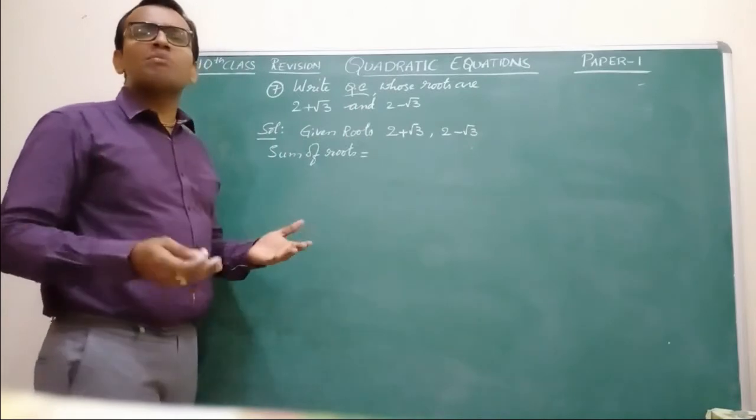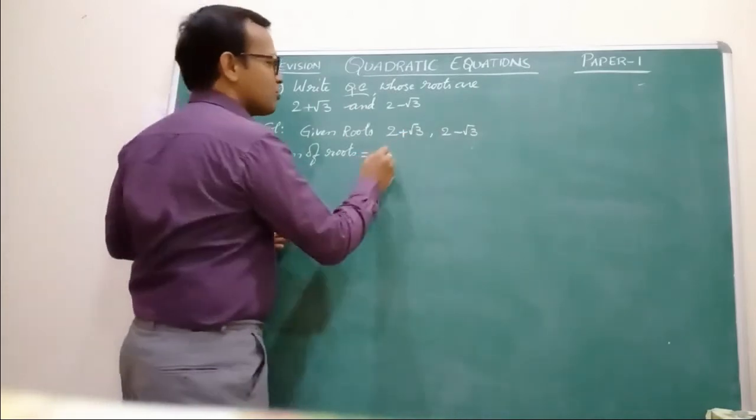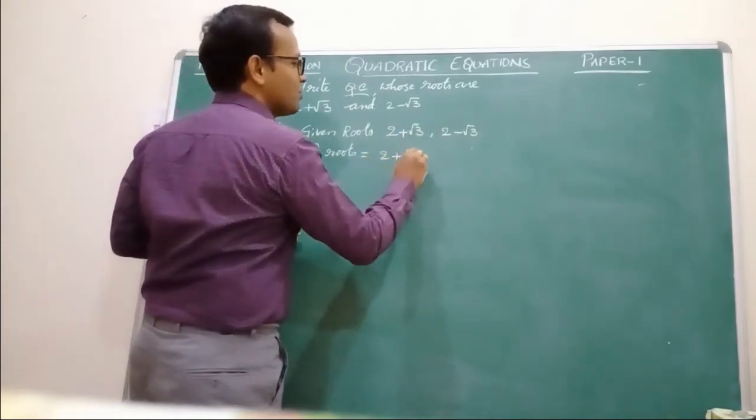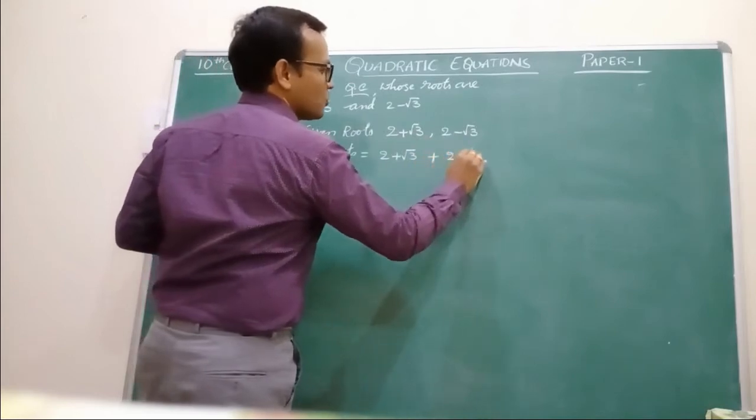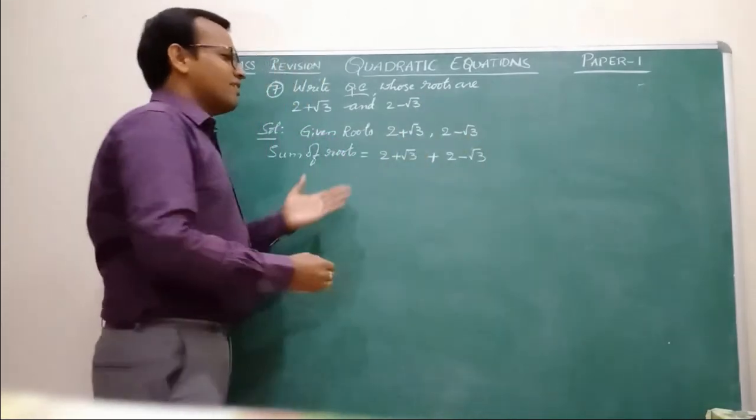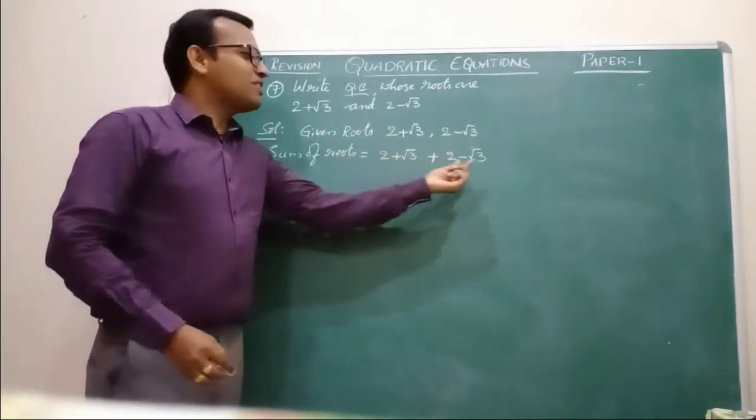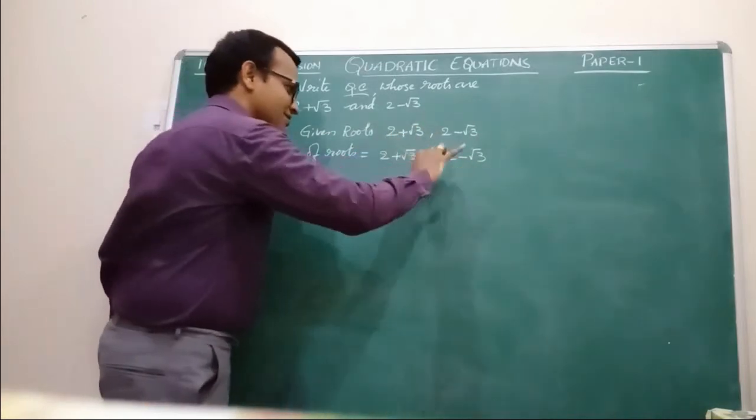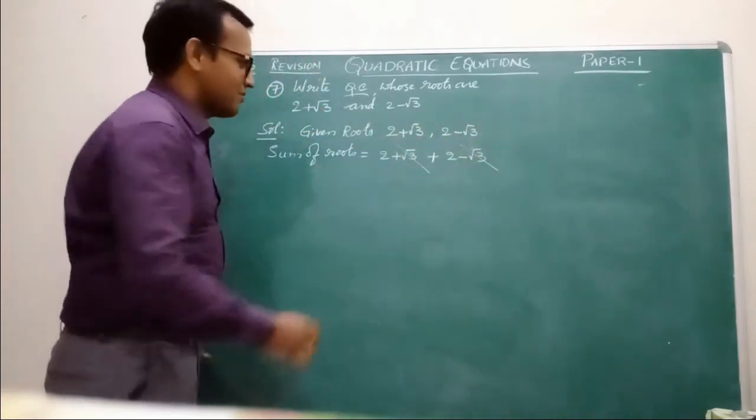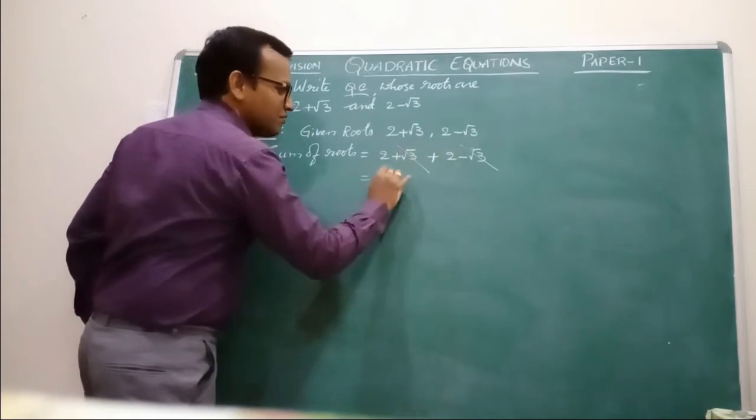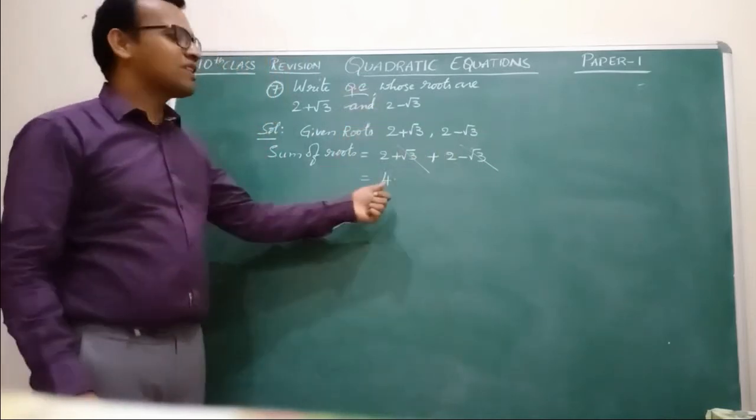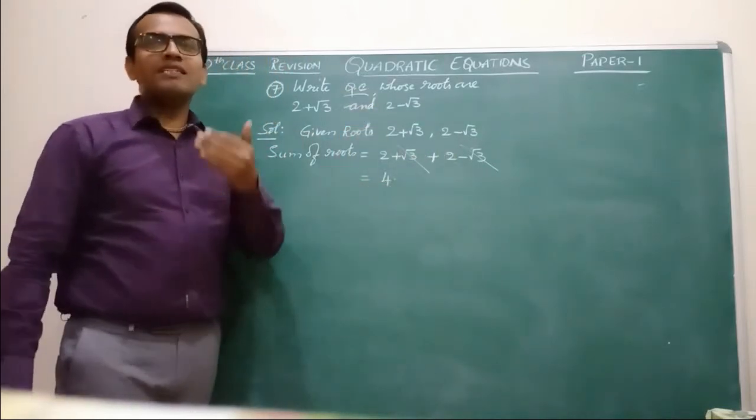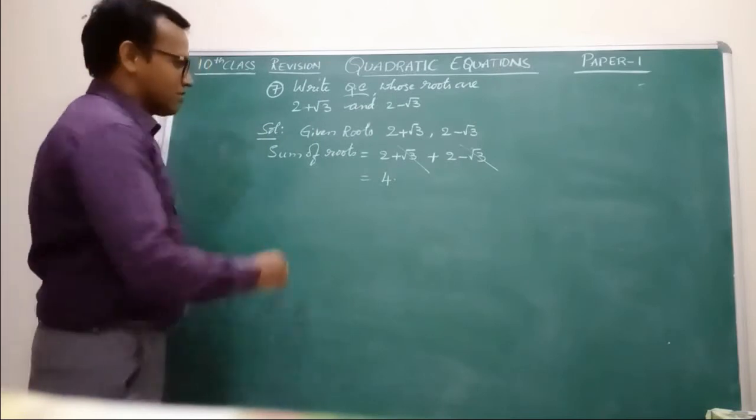So we know sum means addition. Addition of these two things: 2 plus root 3 plus 2 minus root 3. Simple addition. We know plus root 3 and minus root 3 cancelled. So 2 plus 2, 4. Sum of the roots is 4. Now let's find product of the roots.